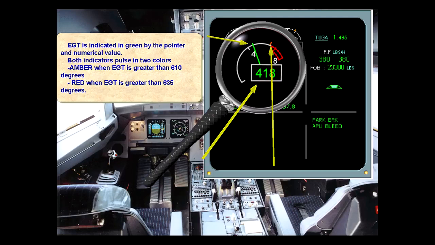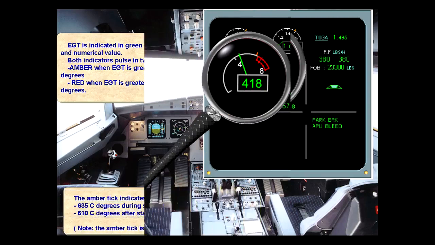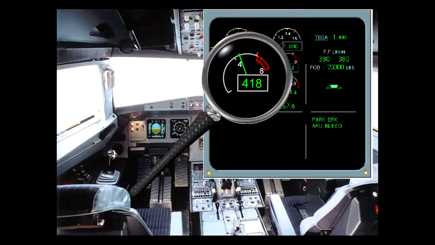635 degrees Celsius during the start sequence. 610 degrees Celsius after start. Note, the amber tick is not displayed during takeoff. The beginning of the red area is over temp EGT. When 635 degrees Celsius is exceeded, a red line appears at the maximum reached value.